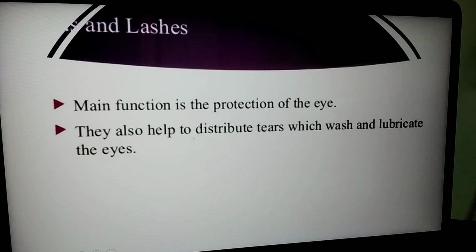Eyebrows and lashes. The main function of these is the protection of the eye. They also help to distribute tears which wash and lubricate the eyes.